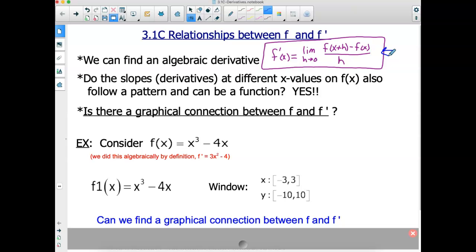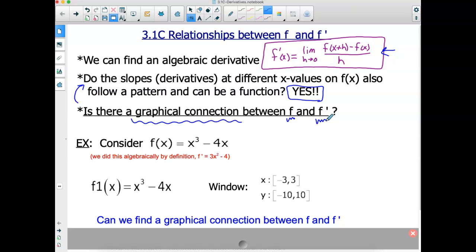What I'm asking there basically is, do the slopes, the derivatives at different x values on f of x, also follow a pattern, and can those values also make a function? And the answer to that question is yes. So like I said, we're going to explore a graphical connection between an original function, what the graph of the original function looks like, and what the graph of its derivative looks like, okay? And it's kind of cool.